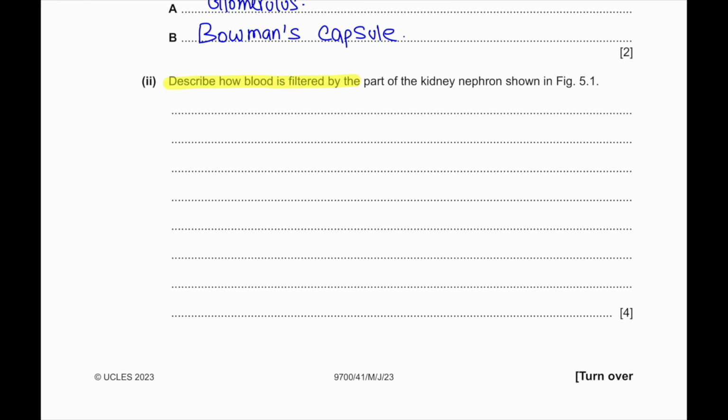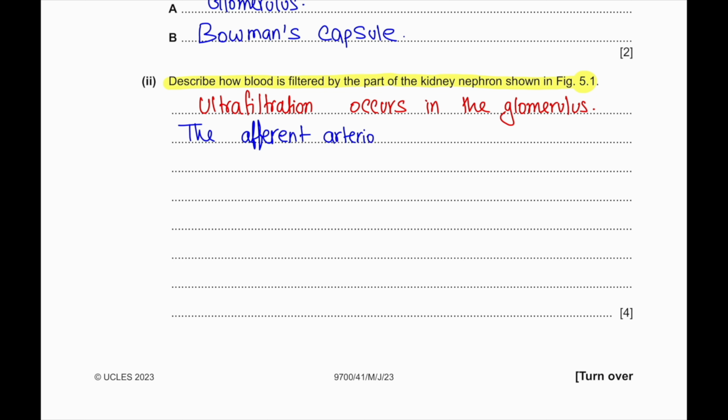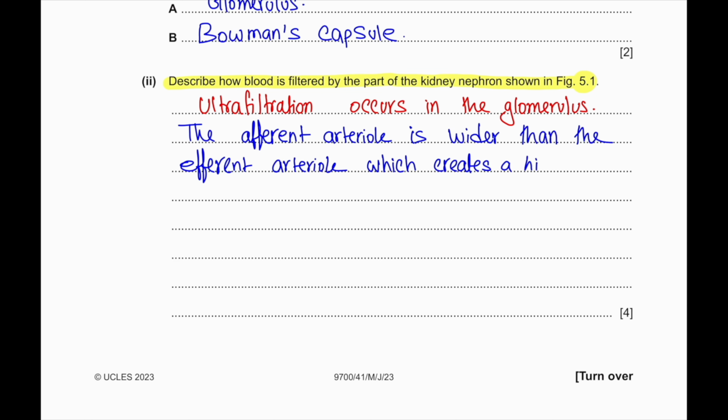Describe how blood is filtered by the part of the kidney nephron shown in figure 5.1. So the answer can be written as follows. Ultrafiltration occurs in the glomerulus because the afferent arteriole is wider than the efferent arteriole, which creates a high pressure. The capillary endothelium has fenestrations or pores which allow small molecules to leave the glomerulus. Basement membrane forms a selective barrier and podocytes support the basement membrane.